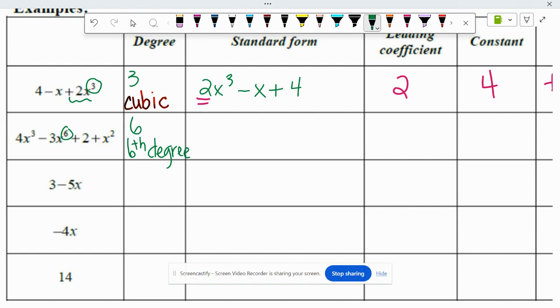So I have to put it in standard form. That means this term with the exponent of 6 is going to come first. So I have negative 3x to the 6th power. Then what comes next? Close your Chromebook. Plus 4. Good job. Plus 4x cubed.